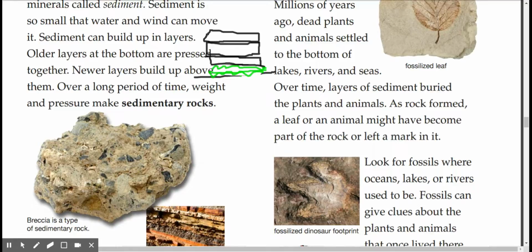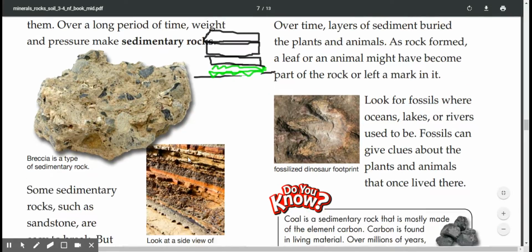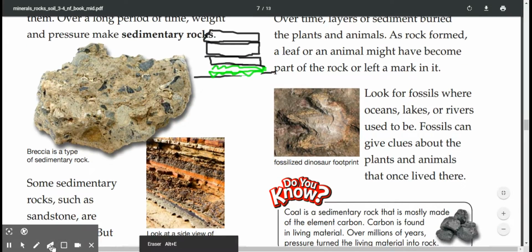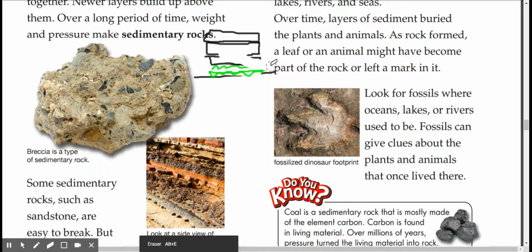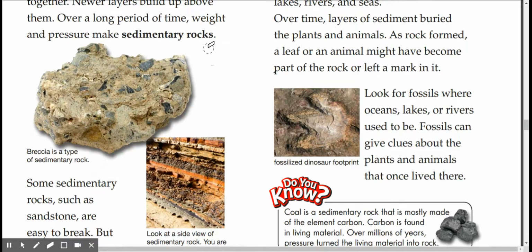Basically, the weight of all the new layers of sediment pushes on top of the old layers, pushes really, really hard to the point where they're all squished together. And the water is squished out of them, and they become a piece of rock. All right, breccia is a type of sedimentary rock. Now, some sedimentary rocks, I'm just going to erase this little image here so it doesn't keep following us.